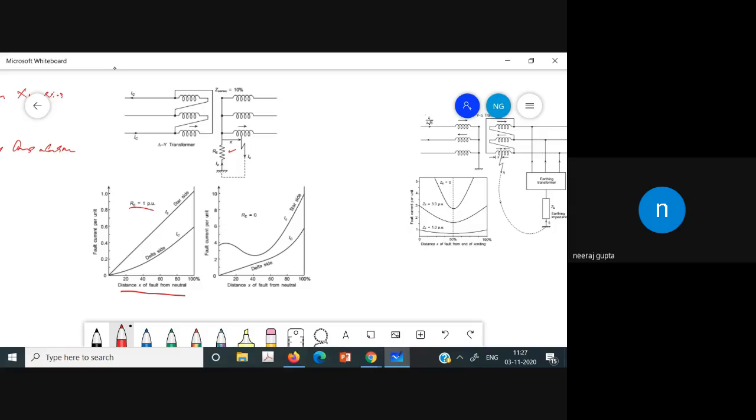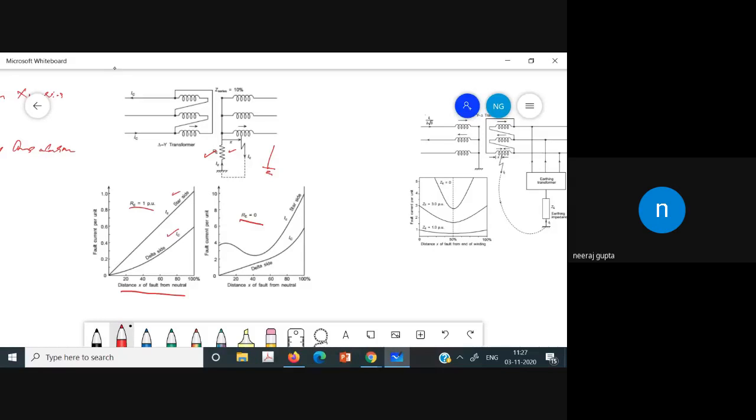From this, you can see that there is a relationship between the increase in the fault current and the distance x from the neutral. As we move away from the neutral, the fault current goes on increasing on the star side and on the delta side. Here we have the star side, and here we have the delta side. This is the case in which Re, the grounding resistance, has some value. However, if we consider the solidly earthed system, solidly earthed means that no resistance is connected.